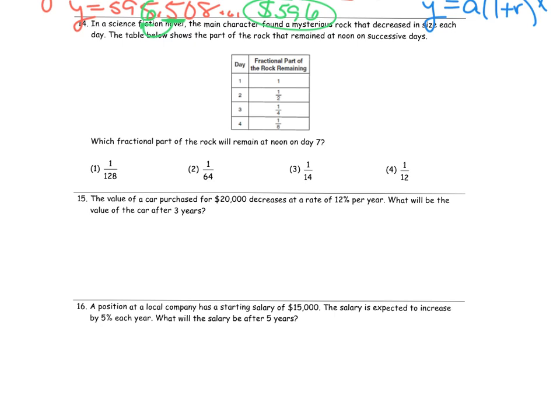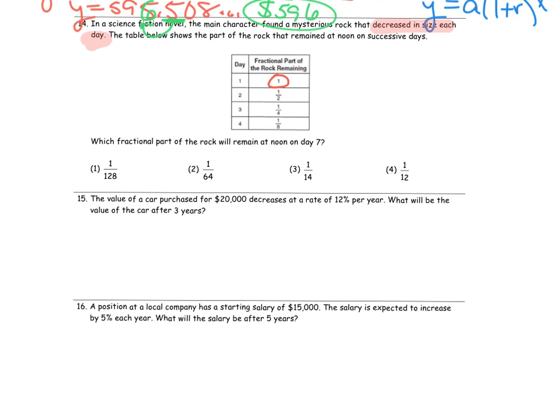So for question 14 here, we have in a science fiction novel, the main character found a mysterious rock that decreased in size each day. So we're going by days here. The table below shows the part of the rock remaining at noon on successive days. So day 1, you have the entire rock. That's why it's starting at 1.